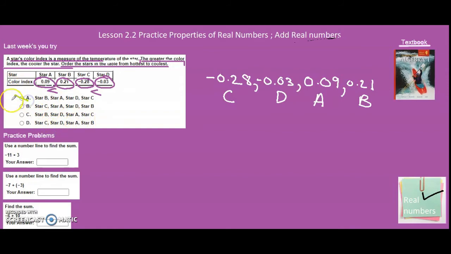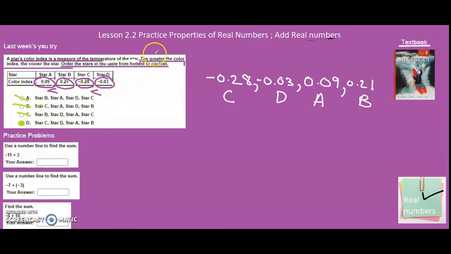A starts with B, so that's not it. B switched up A and D, so that's not it. C starts with a B, that's not right. And D is our answer because it has the right order that we solved. So D is the answer here.